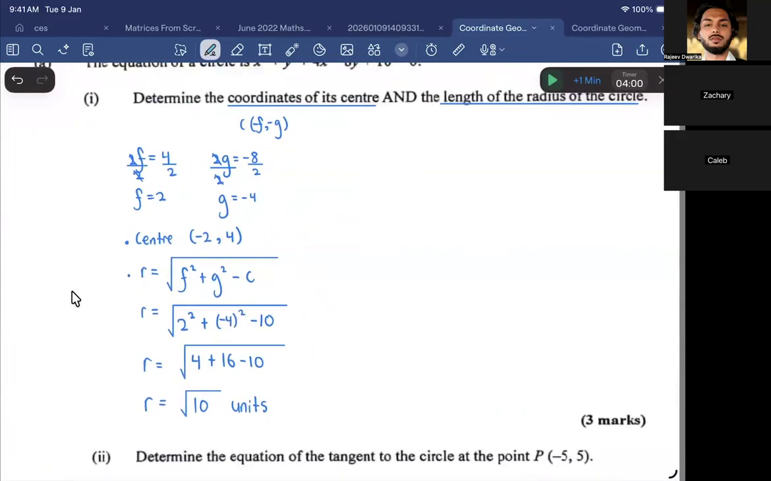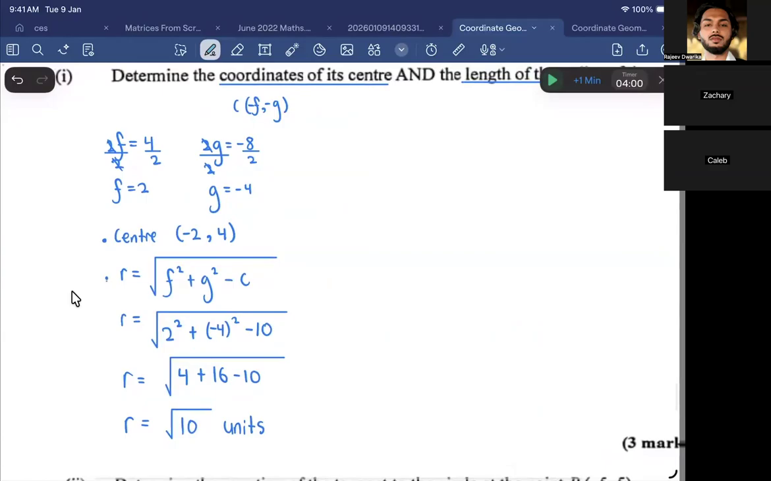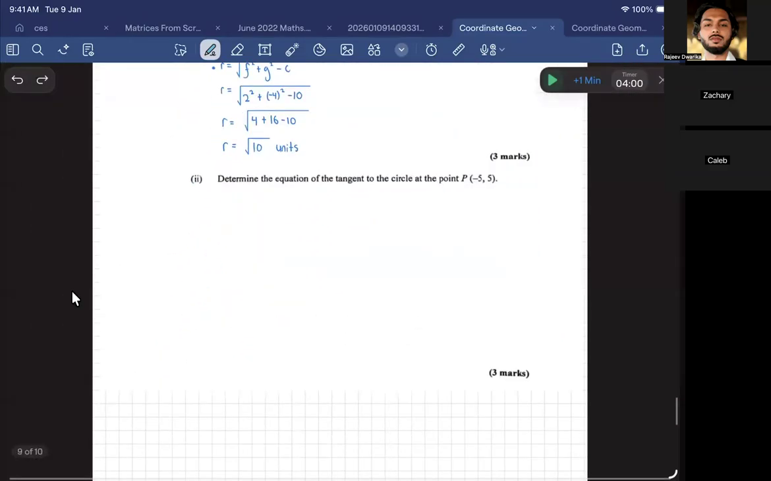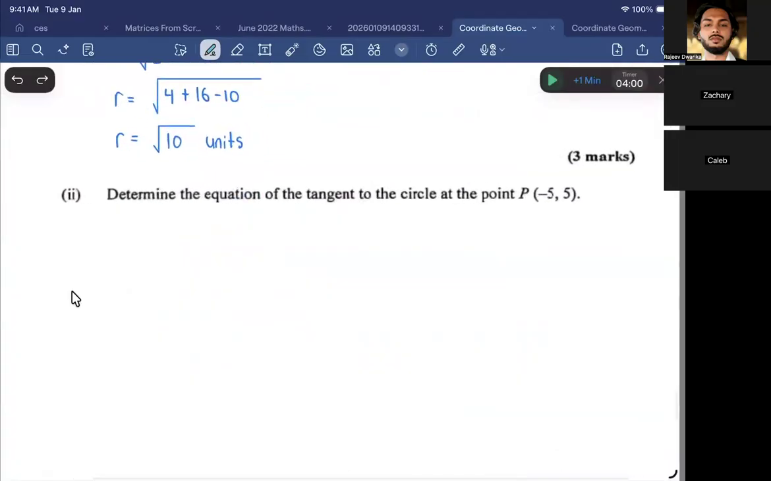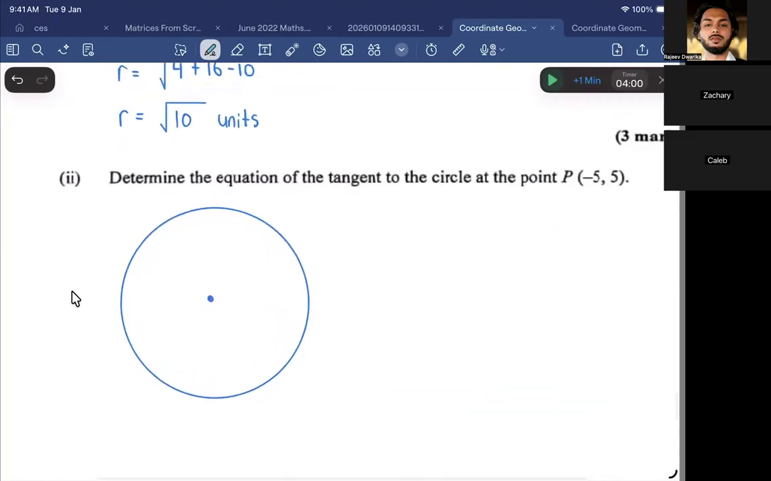Zachary, you getting that 3 marks? Yes, sir. Great. Now in part 2, determine the equation of the tangent to the circle at the point P minus 5, comma 5. So guys, I'm just going to do a sketch here. So we have a circle. Do we know what the center of the circle is? Yes, sir.